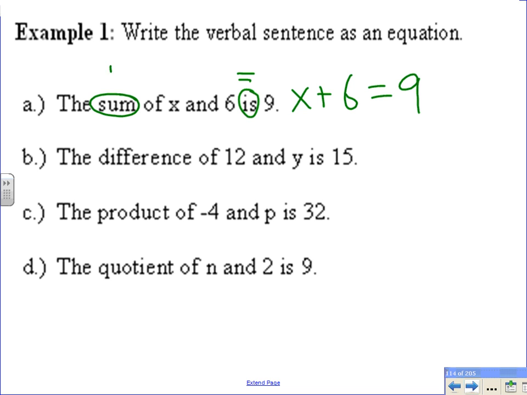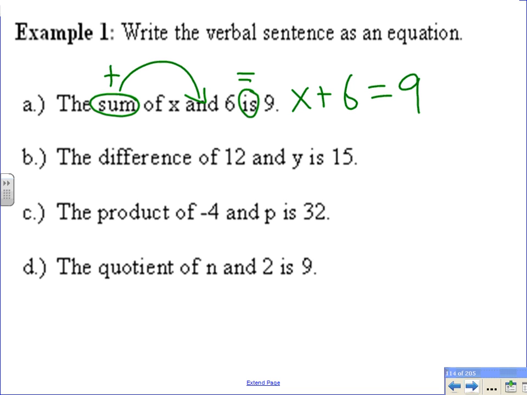The word sum means add, and this word and tells you what to add. So I'll say that again. Sum means add. The word and means the two terms that you're adding together. The word is means equals. So if you didn't already know that, or if you didn't get that, that's how you translate a verbal sentence to an equation. And again, that was part of your warm-up because you guys have done this before.